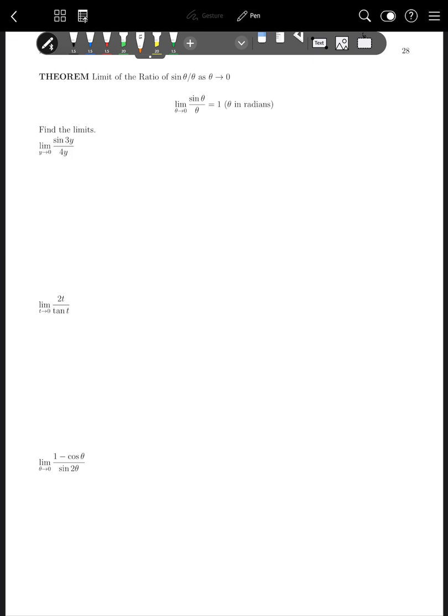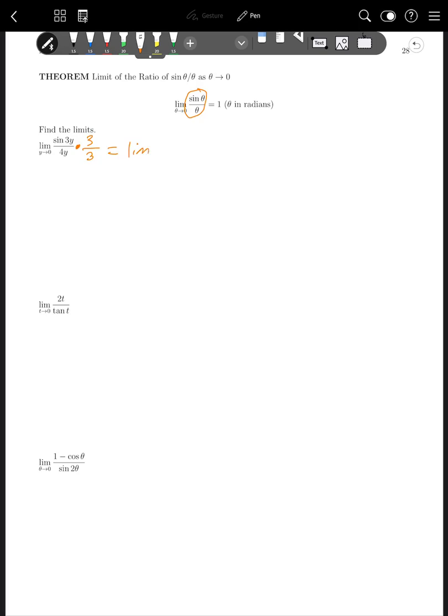Okay? And so one of the things we'd like to be able to do is rewrite this so that it is using this technique over here on the right-hand side. What we're missing here on the bottom is we have 4y instead of 3y. One of the ways we can change that, to write it so it's sine of something over that thing, is to multiply this one by 3 over 3.